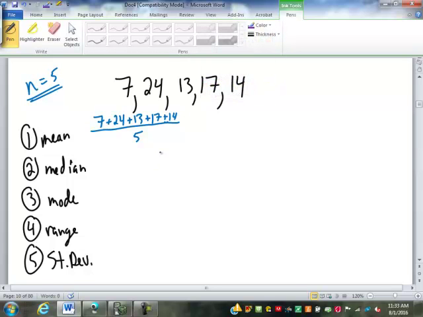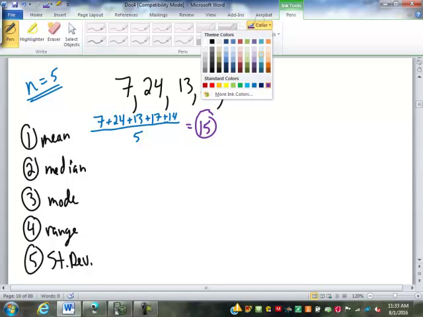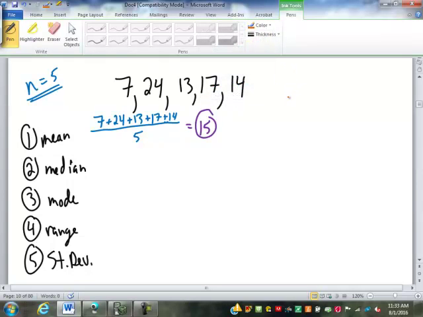So we add that up. 31, 44, 61, 75 is 15 when we divide by 5. Mean of 15. Any disagreements, questions? For the median, what's the first step? Put them in order, which I did not do for you this time. So I get them put in order. What's next?